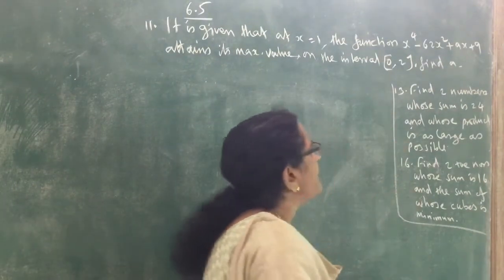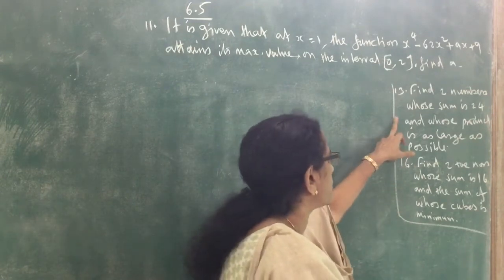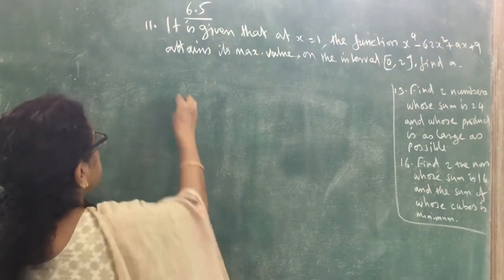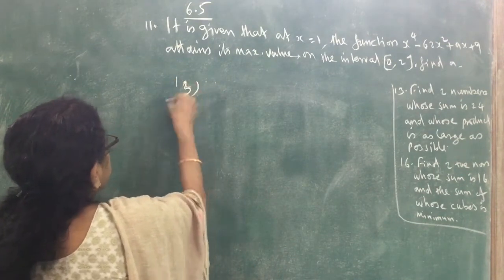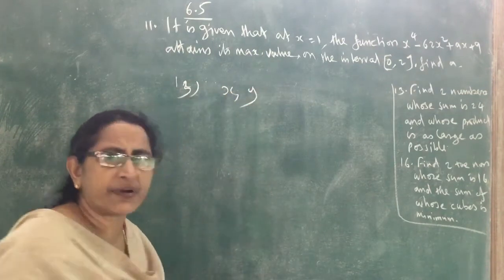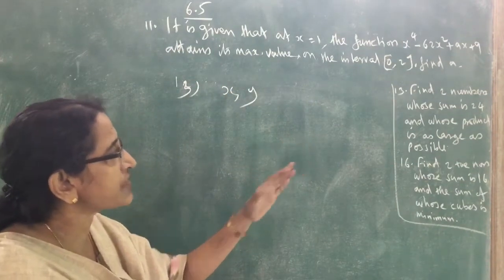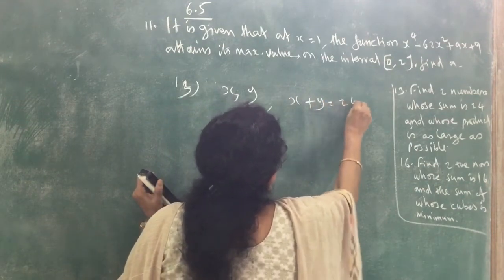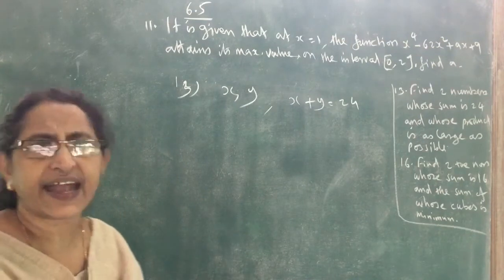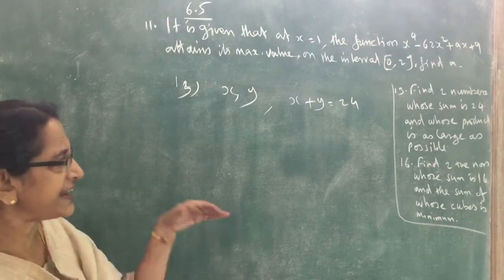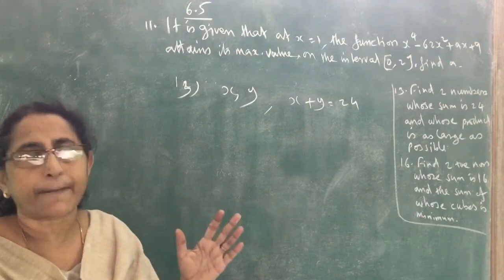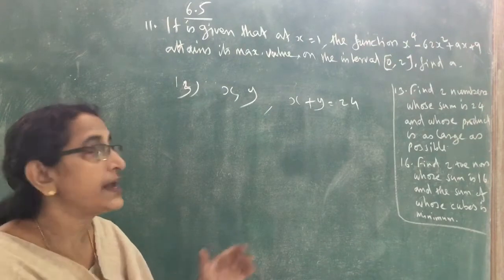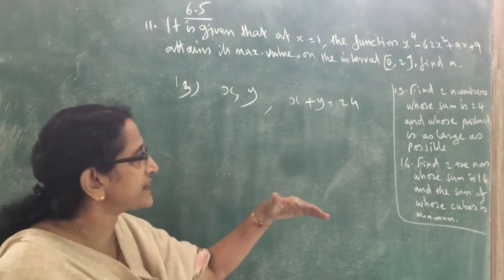Now 13th one: find two numbers whose sum is 24 and whose product is as large as possible. So here we have to find two numbers. Let the two numbers be x and y. Given that their sum is 24, so x plus y equal to 24. And whose product is as large as possible means the product of these two numbers should be maximum. So we have to find the numbers such that their sum is 24 and their product is maximum.